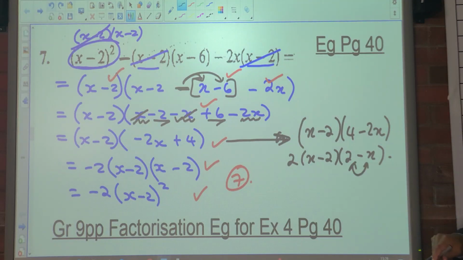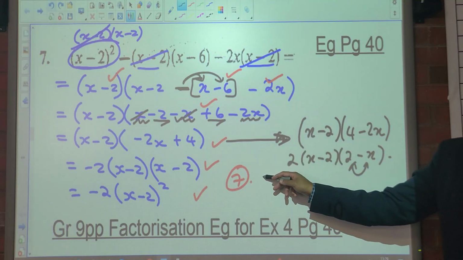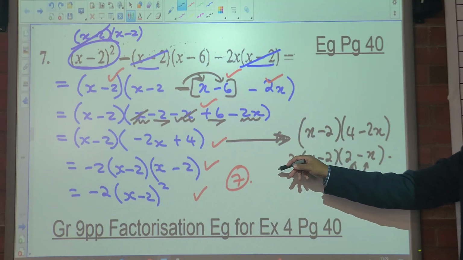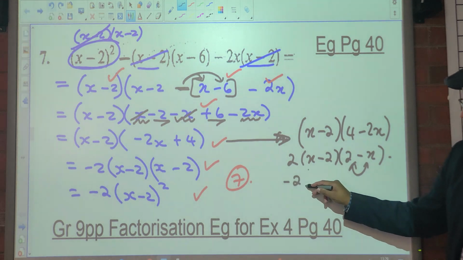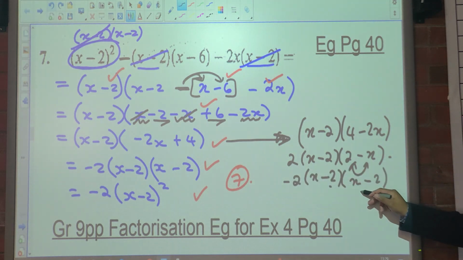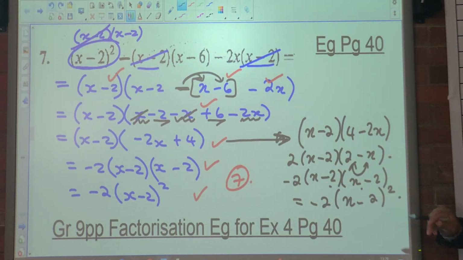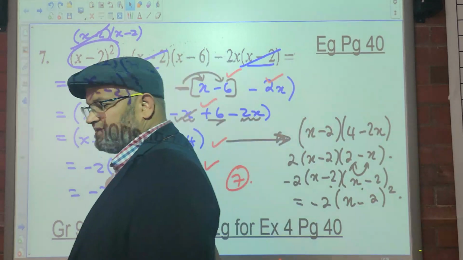No problem, miss. So remember, this must be swapped around. As you can see, there's a resemblance here. Swap it around, what will happen? Negative comes out. Did we speak about that already? Yes, a negative comes out. Now what? It's the same. And still you get your 7 marks.